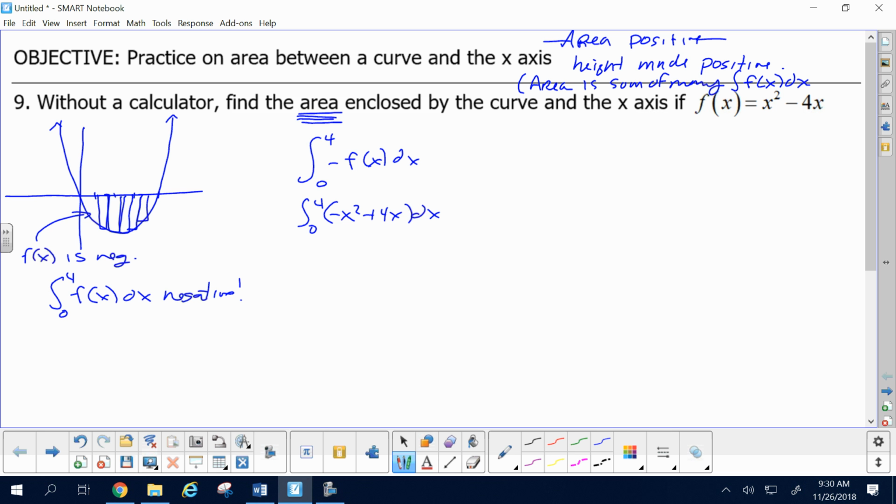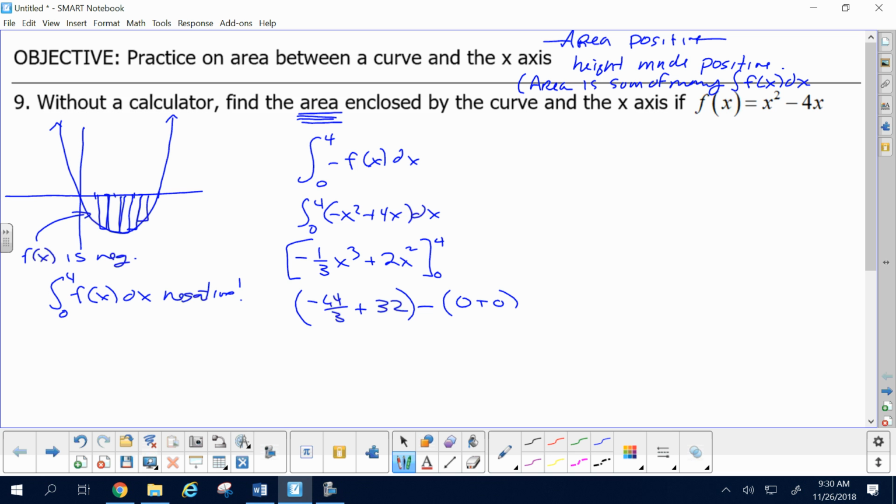What's the antiderivative of negative x squared? Negative 1/3 x cubed. What's the antiderivative of 4x? 2x squared. From 0 to 4. By the fundamental theorem, do I put in 4 first or 0 first? 4 first. I put in the upper limit first and subtract away the lower limit. So if I put in 4 first, I get negative 64/3 plus 32. When I put in 0, I get a pair of zeros. Yeah?